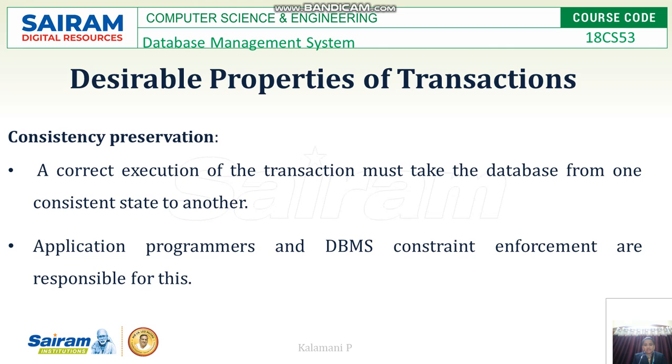The next property is consistency preservation. That is a very important one. Every time, the database should be in a consistent state. That means it has to satisfy the constraints specified for the corresponding database at each and every state. When it is changing from one state to another state during the transaction, it has to satisfy the constraint enforcement. So, application programmers and DBMS constraint enforcement are responsible for this consistency maintenance.